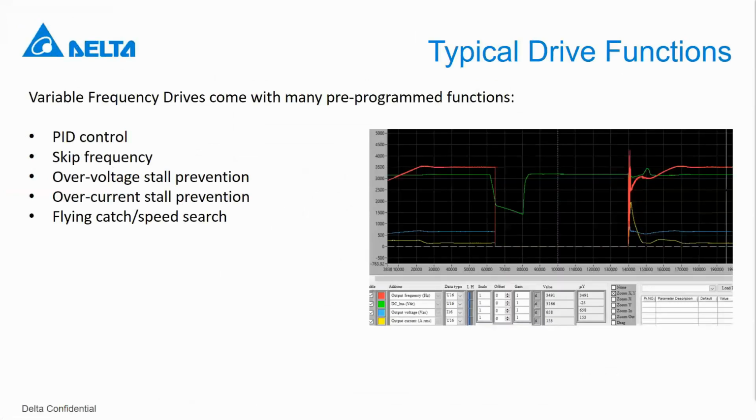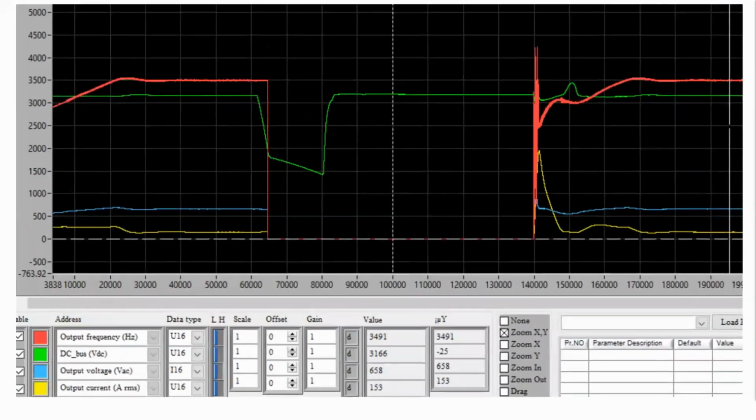A commonly used function, especially in applications which have very high inertia and which take a very long time to stop, is the flying catch function. We also call it speed search. If you look through our manuals, then you'll find it under this name. As mentioned before, some fans might take a number of minutes to stop, sometimes 5 or even 10 minutes to come to a complete stop.